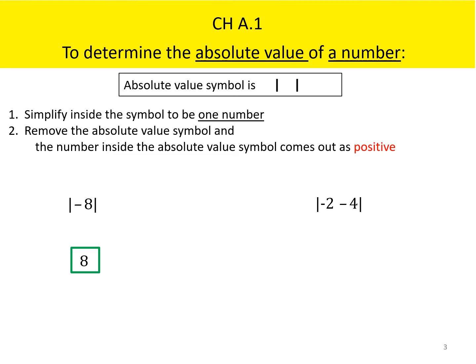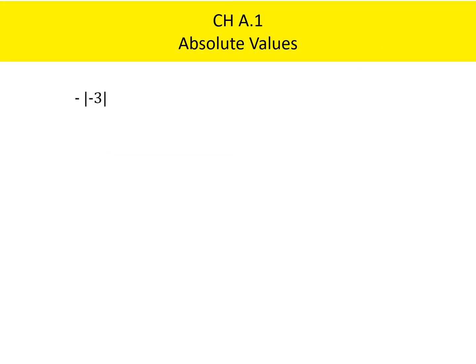Let's take a look at the second example. Absolute value of -2 minus 4. We get one number inside, so that's -6. We have one number, we can drop the symbol, the number comes out now as positive, +6.